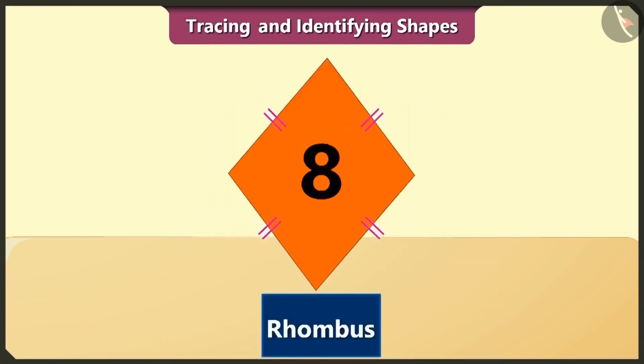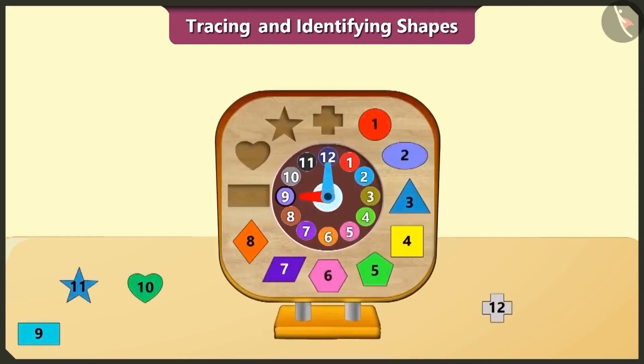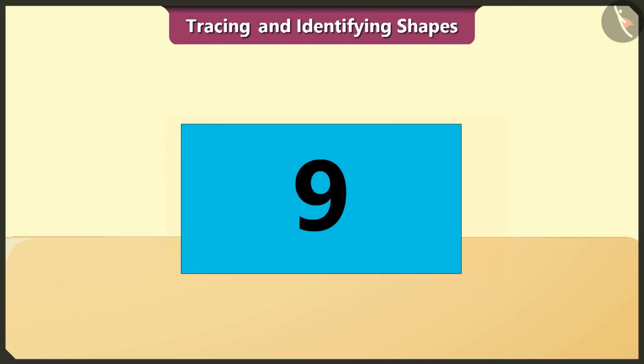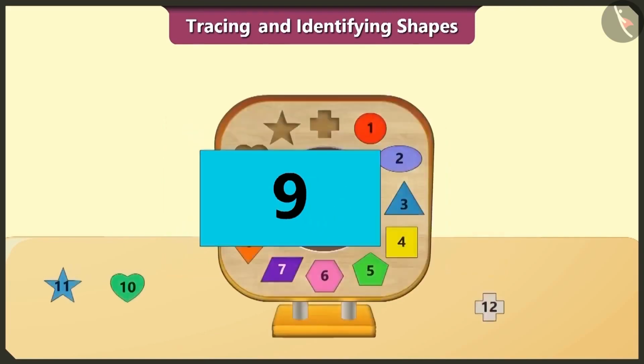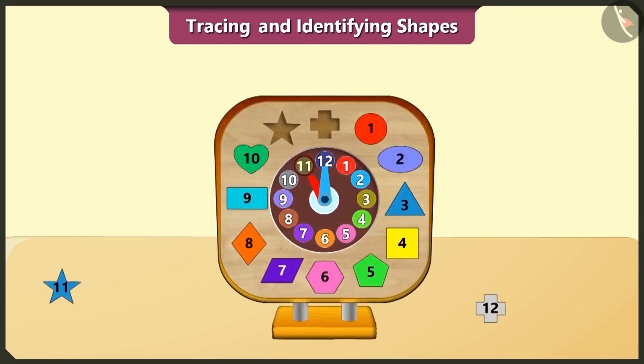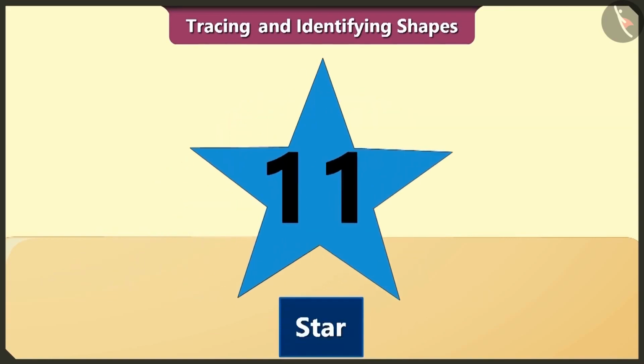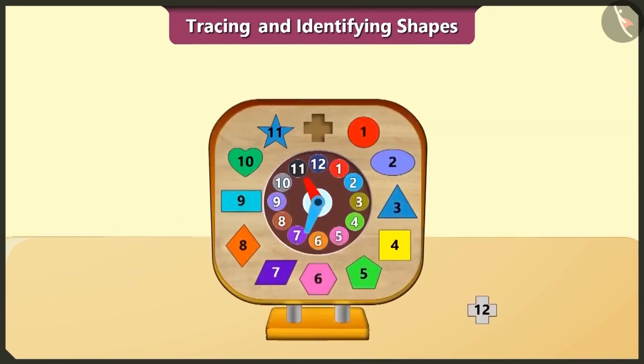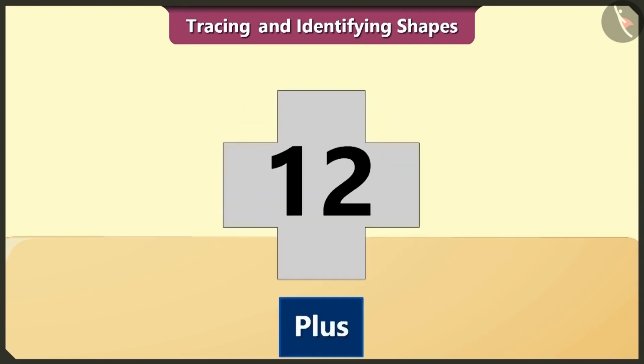The 4-sided rhombus is 8th in order. And the rectangle is ninth in order here. Its opposite sides have the same length. The heart is 10th in order. The star is 11th in order. And the plus symbol is 12th in order.